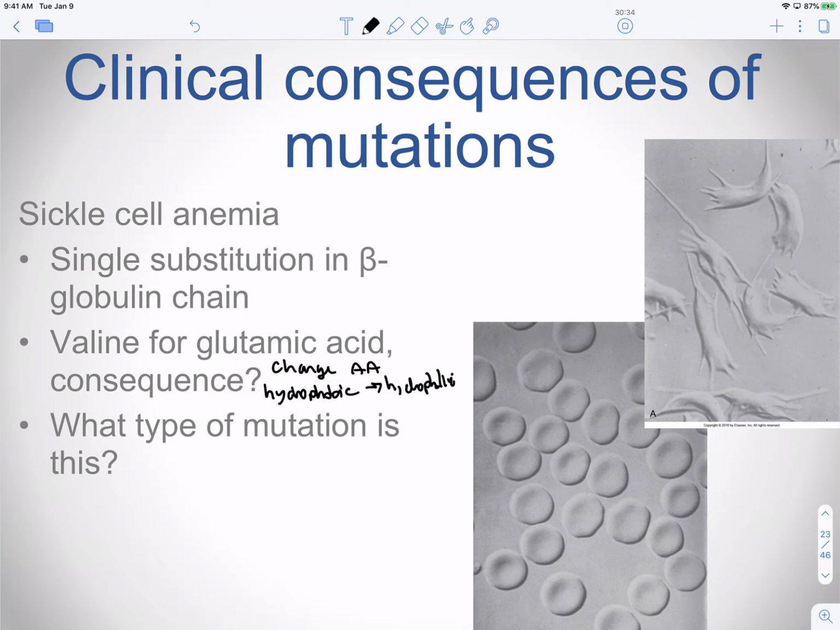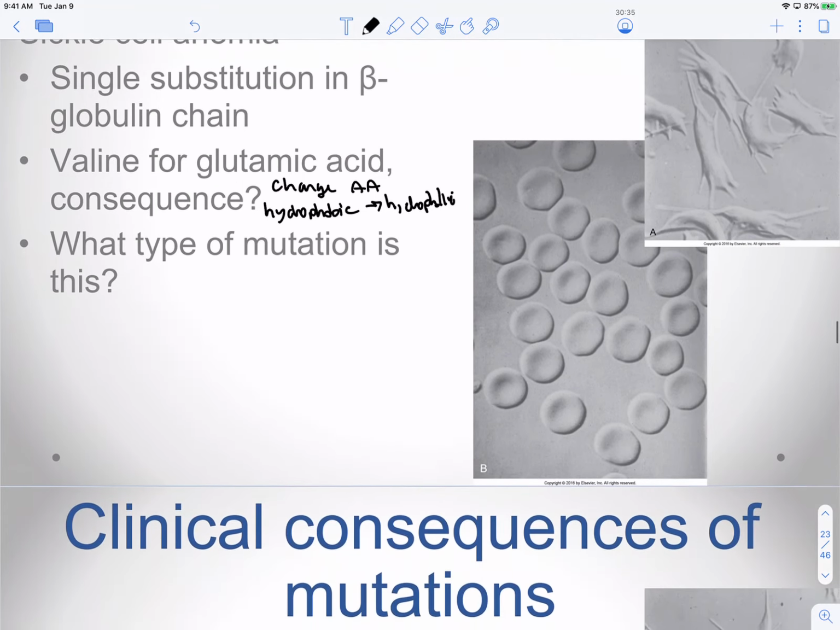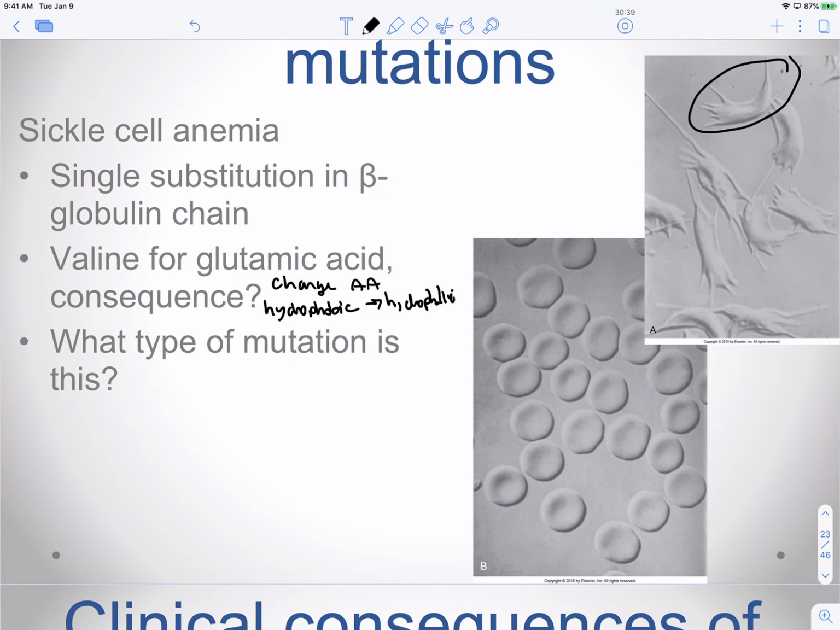That changes the amino acids. I did that wrong, I'm sorry. Hydrophilic to hydrophobic. Sorry. So your valine is hydrophobic and it wants to hide from water, and so it sort of pushes the red blood cell membrane inwards so it can hide, and that causes this sickle cell shape.